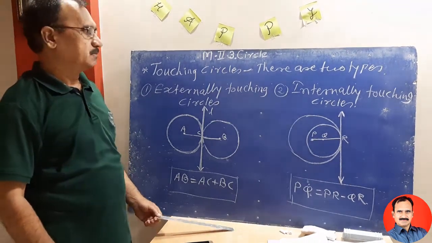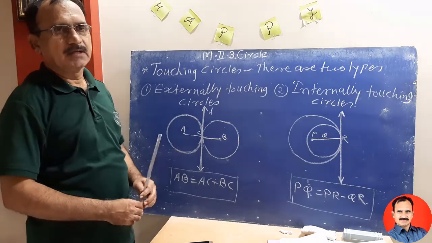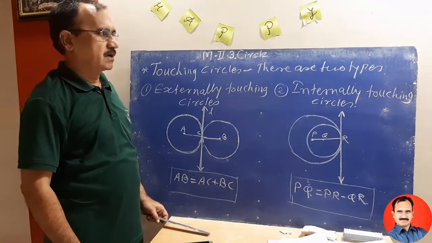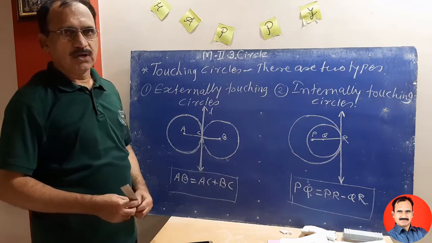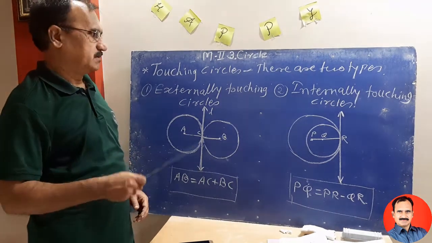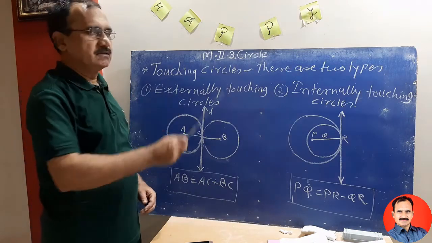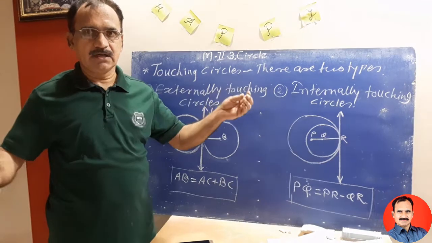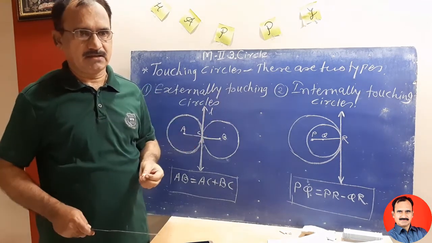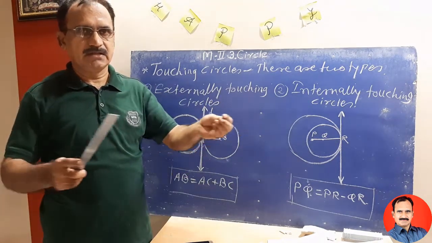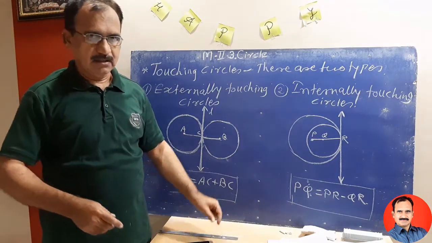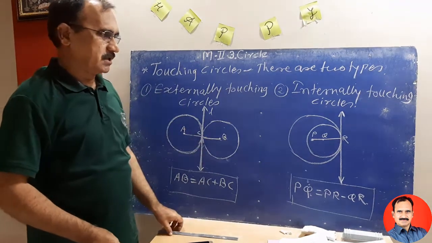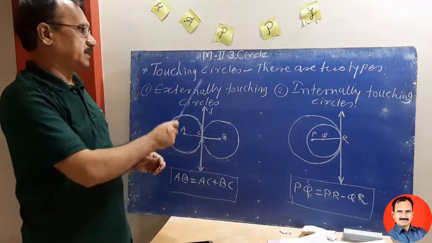In the previous video, we have seen practice set 3.1 in the circle chapter. Now we are going to see the next article, touching circles. You know the meaning of touching. If circles touch each other, only touch, it is called touching circles.